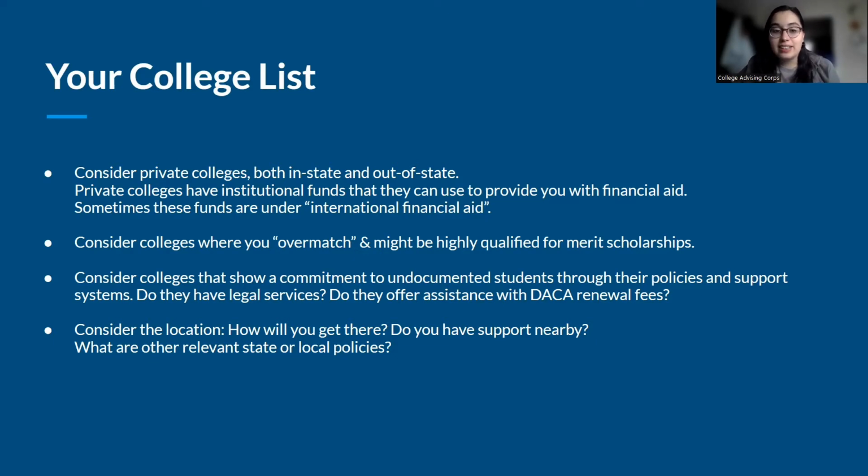Also, it's important to consider the location. How will you get there, and do you have support nearby? Are there any relevant state or local policies? This is particularly important for students without DACA protection who may not have access to a driver's license or a state ID, because you do need those things in order to travel on a plane. So if you're considering out-of-state colleges, it's also important to think about the logistics of how you will get there as a student.